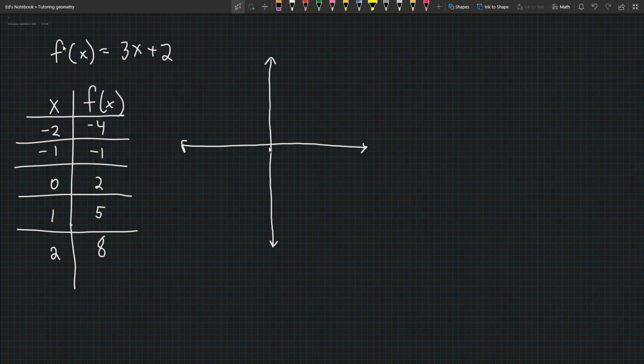to use the table, you're going to go over to the left 2 for -2, and then down 4, so that would be right here. Then -1 to the left, 1, down 1. Stay at the origin, 0, up to 1, over to the right, up 5. So I'm getting these numbers from the table. 2, 8. If you guys remember, these are ordered pairs showing up from our table.